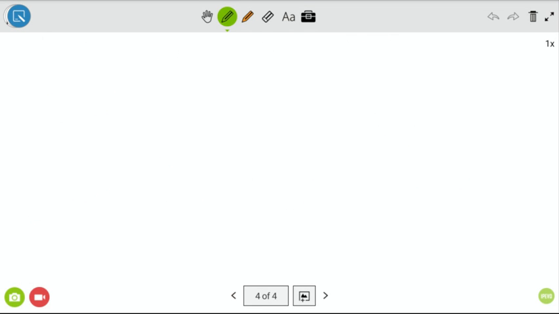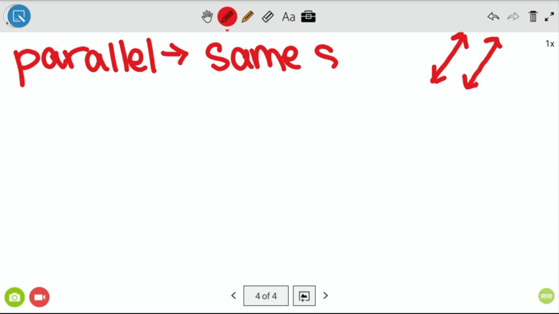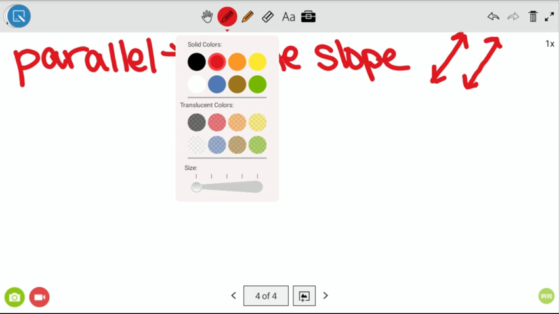So we're almost finished. I have 2 more challenge problems. And whenever you have 2 lines that never cross, those are what we call parallel lines. And so something that we need to know about parallel lines is that they have the same slope. They increase or decrease at the same rate, and that's why they never cross.